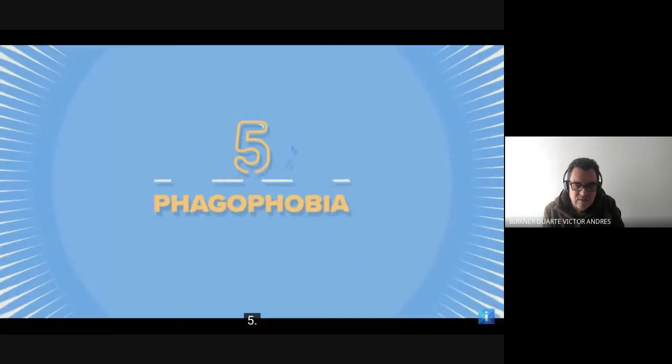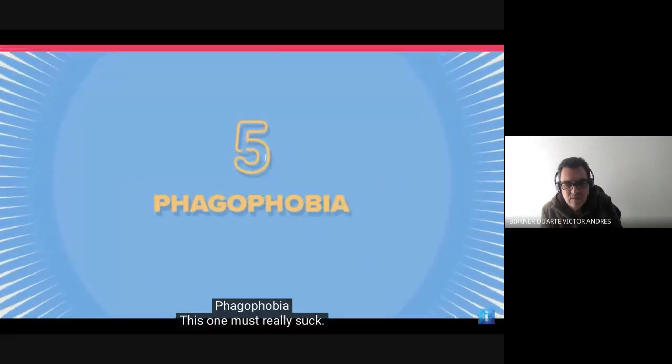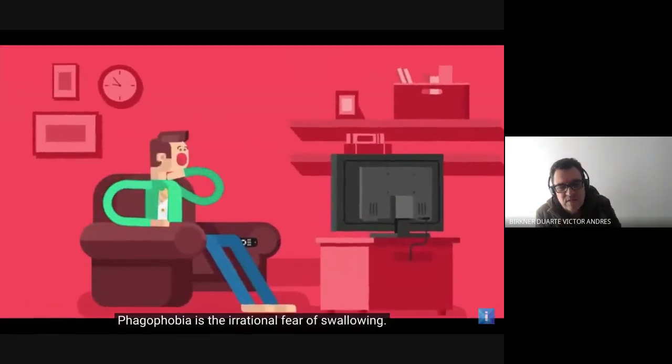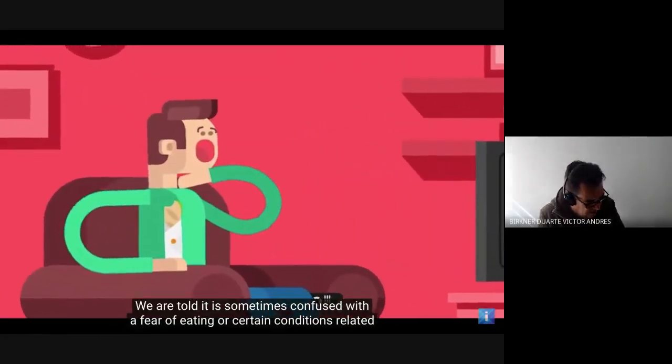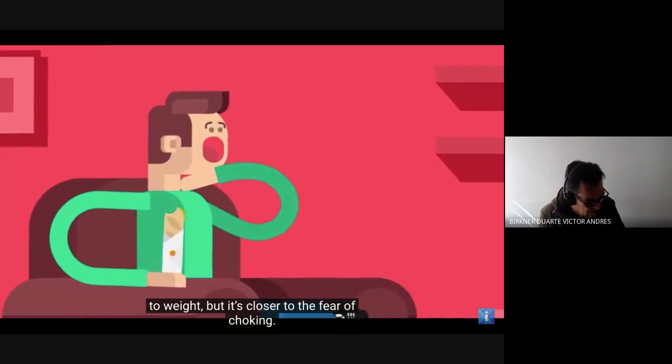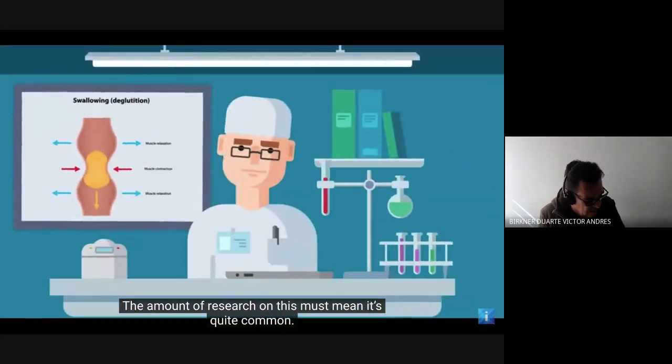Number 5, phagophobia. This one must really suck. Phagophobia is the irrational fear of swallowing. We are told it is sometimes confused with a fear of eating or certain conditions related to weight, but it's closer to the fear of choking. The amount of research on this must mean it's quite common.